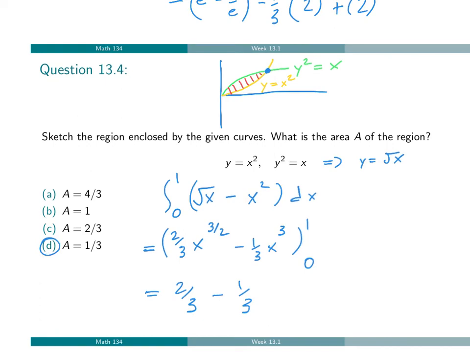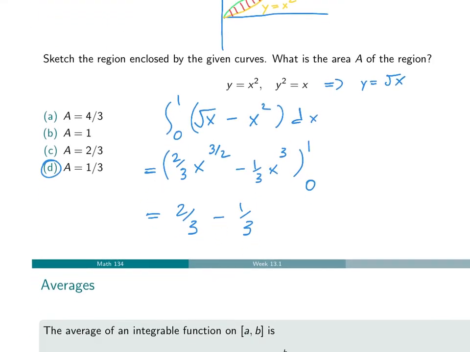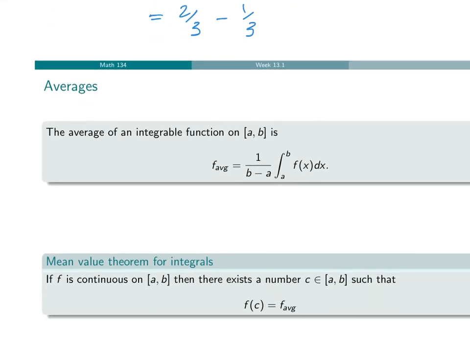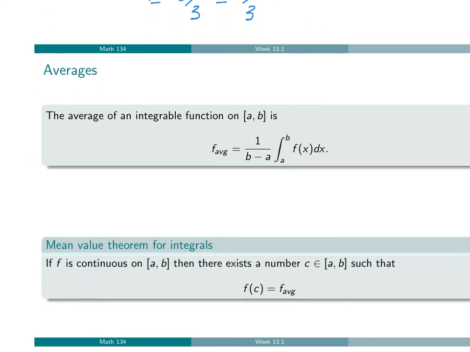All right, so we're on to our last application for the course, which is on the average value of a function. The average of an integrable function is given as follows. So I would like to draw a little picture for you of what's going on here. If we have a graph, let's say our function maybe starts down here and it does something and then it goes up here.